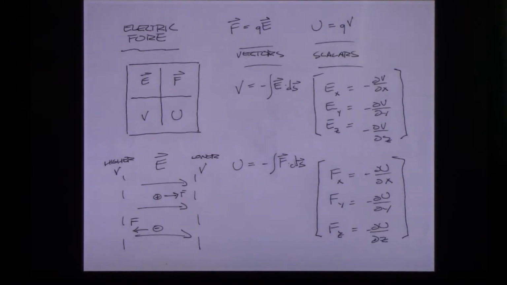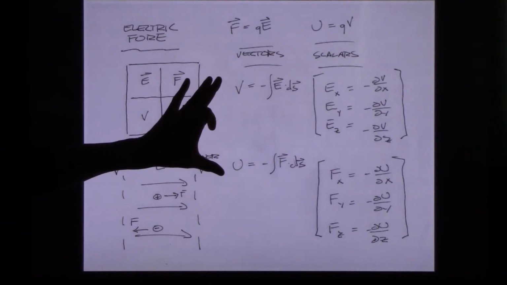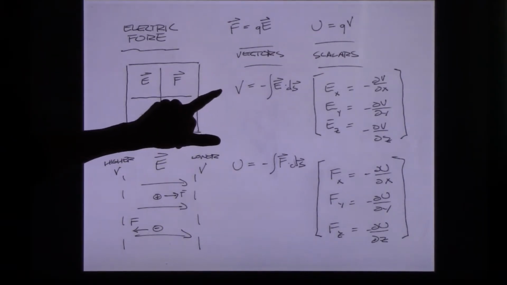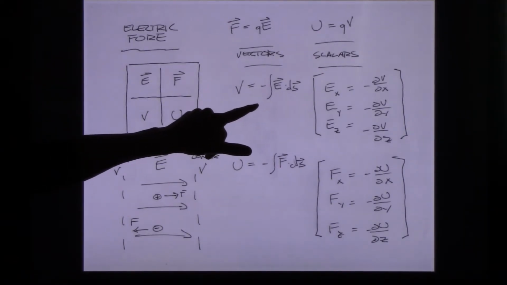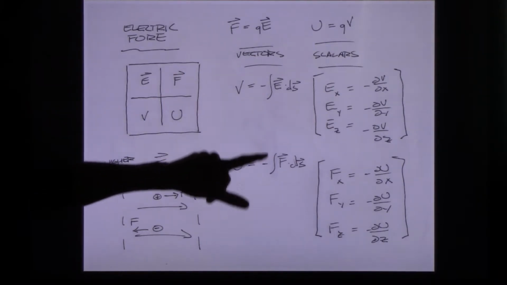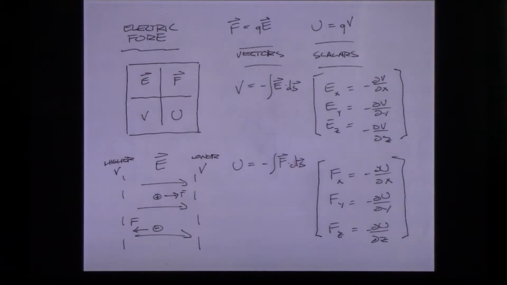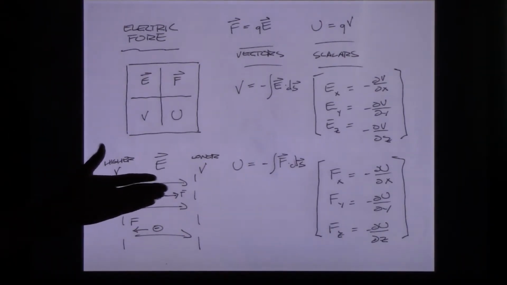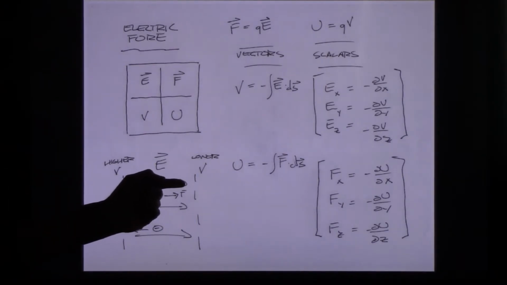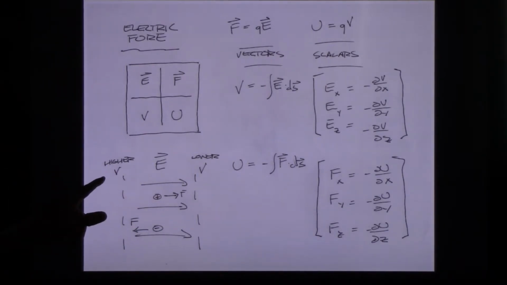Everything else is kind of defined with the same symbols. We can define potentials and potential energies. Potentials are defined by looking at a path along the electric field. Potential energies look at the force. Now what happens in this case is I can look at the electric field, and the electric field will guide me away from higher potentials towards lower potentials.